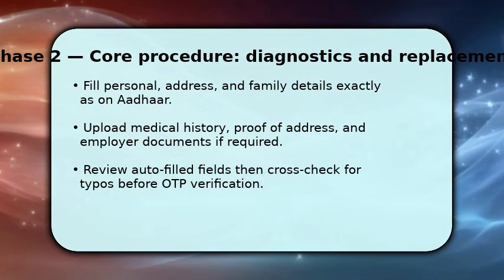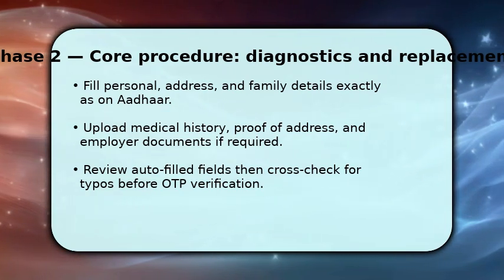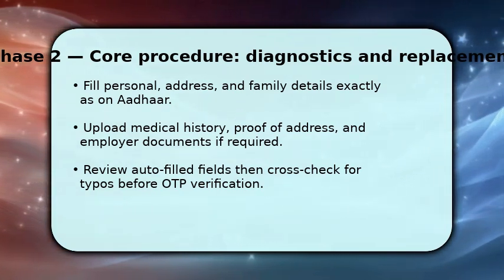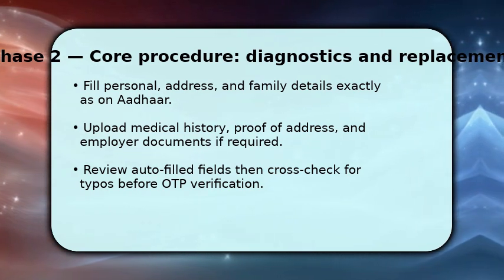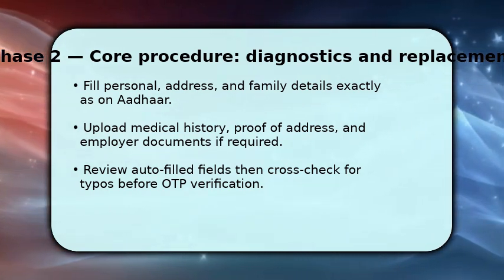Now you complete the core form. This is where accuracy matters. You will enter family members, relationship codes, and any chronic conditions. Explain briefly in the medical history box so reviewers know severity.